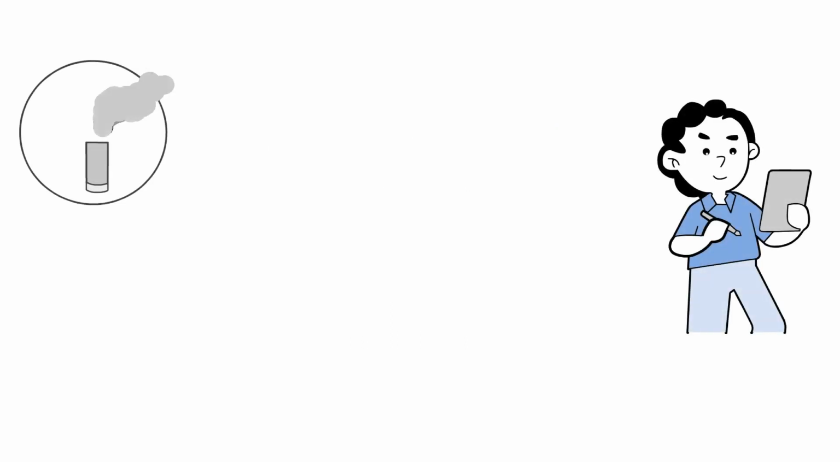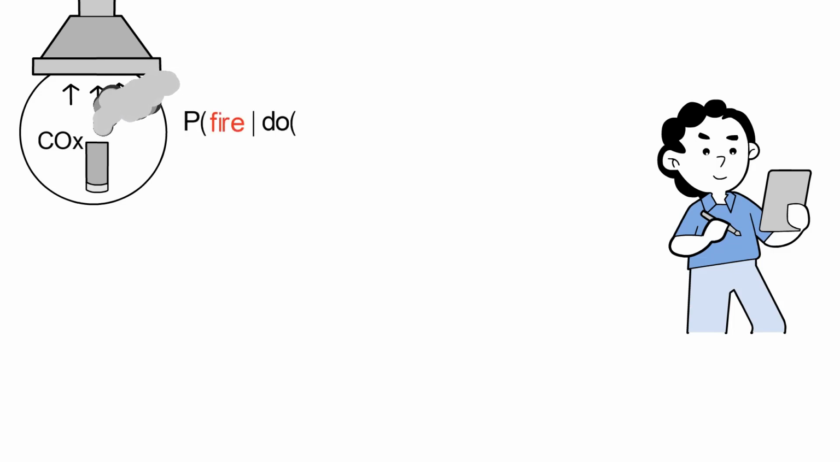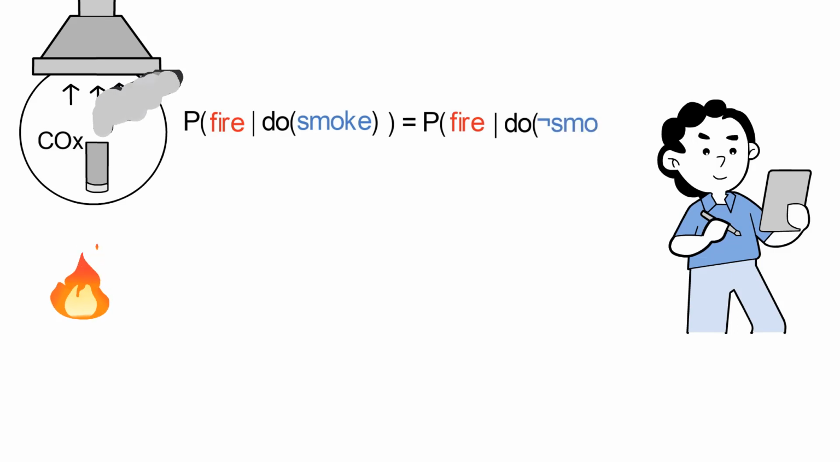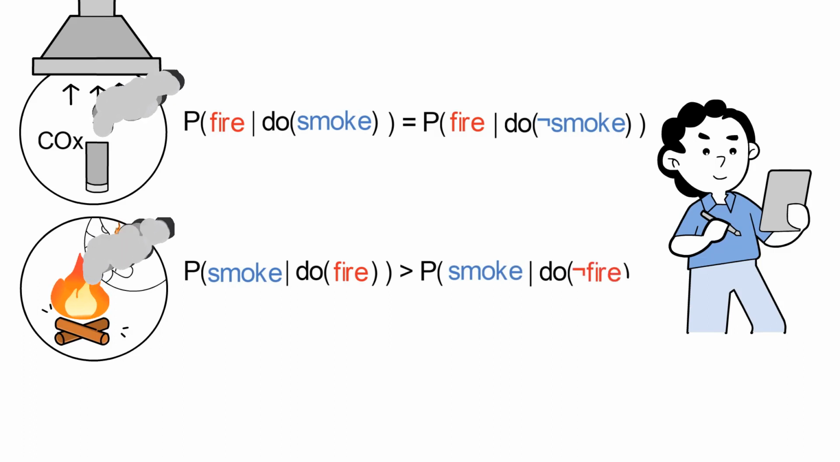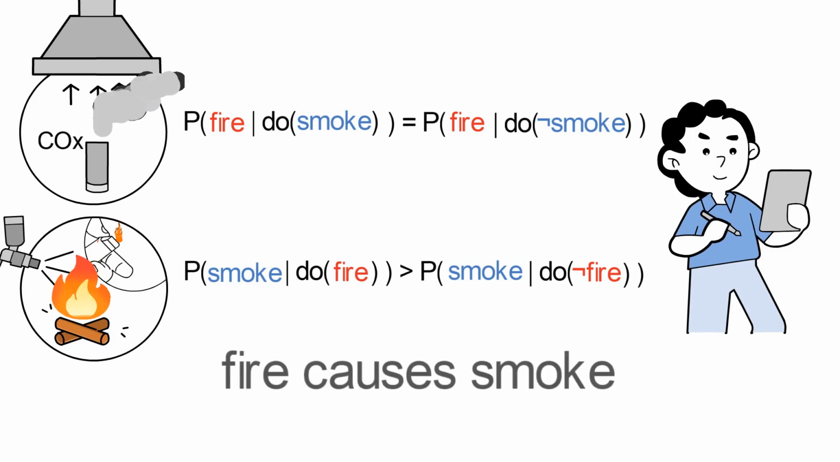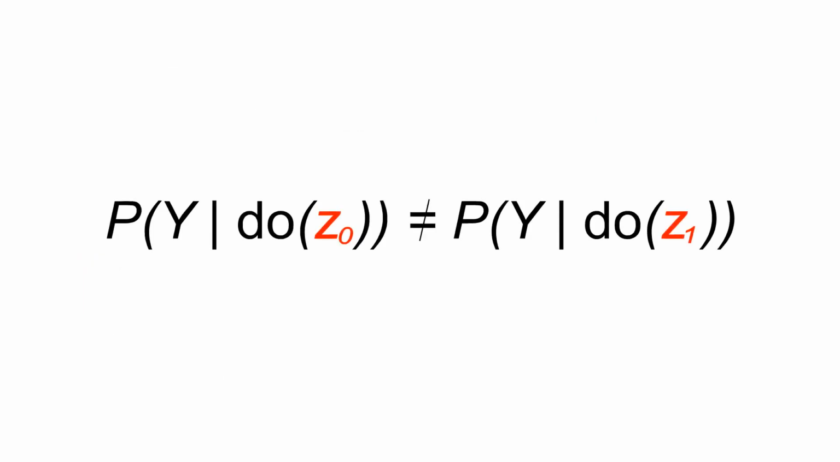If we manually create smoke by a capsule of CO2 gas, that is do smoke, or if we prevent smoke by causing a suction, that is do not of smoke, the probability of fire does not change. But if we manually make fire, the probability of smoke increases compared to when we prevent it by, for example, spraying water. From this experiment, we can conclude that fire causes smoke. In general, if two interventions of a variable z result in different conditional distributions of y, we conclude z causes y.